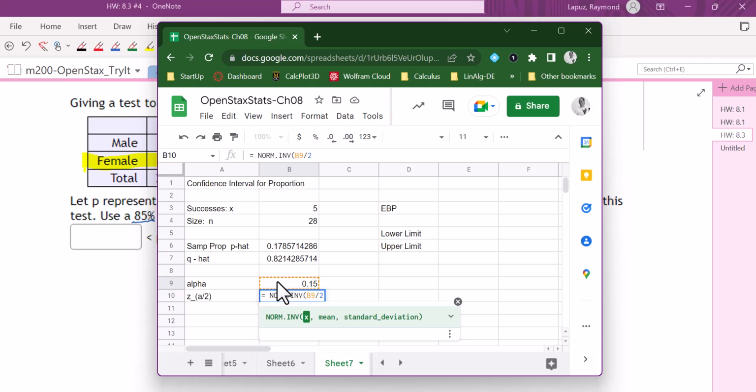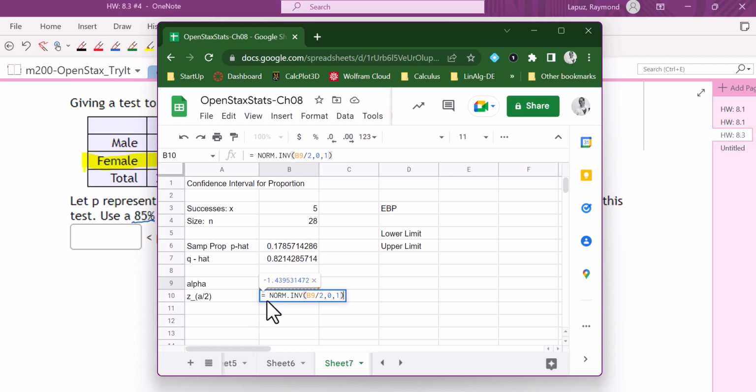All right, and we're calling on the standard normal distribution, so I'll say comma, the mean for the standard normal distribution is 0, comma, the standard deviation for the standard normal distribution is 1, and then I'm going to close the parentheses. And I can press enter now, but I'm looking at the output.